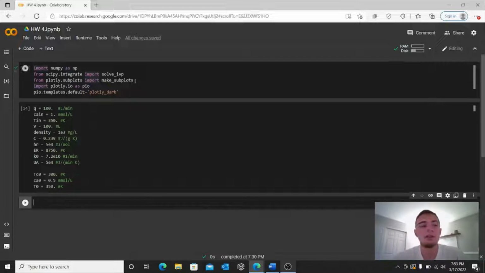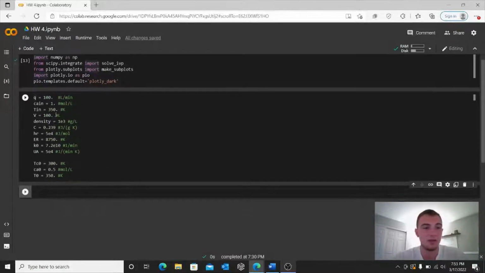So I've gone ahead here and imported our numerical Python, our tools for plotting, and I've also entered in our parameters which we have been given for this problem. So we have Q here, our volumetric flow rate. We have Ca in, which is the concentration of A going into the tank. We have the temperature of our contents going into the tank, which is T in. We have our V here for volume, which is constant.